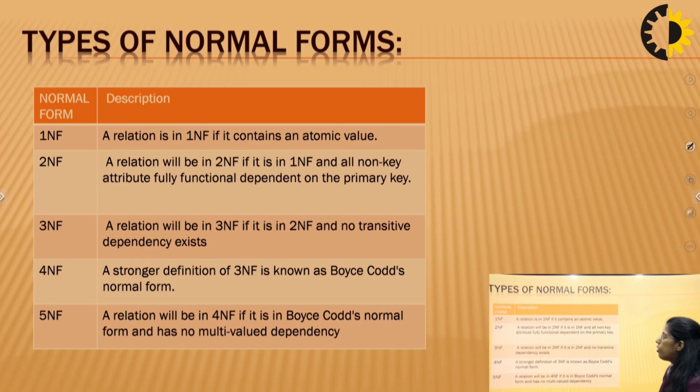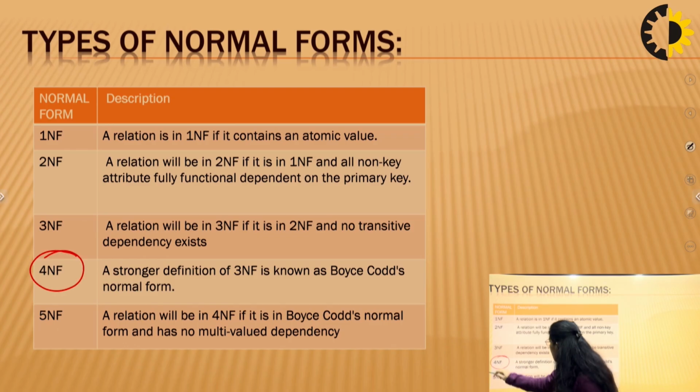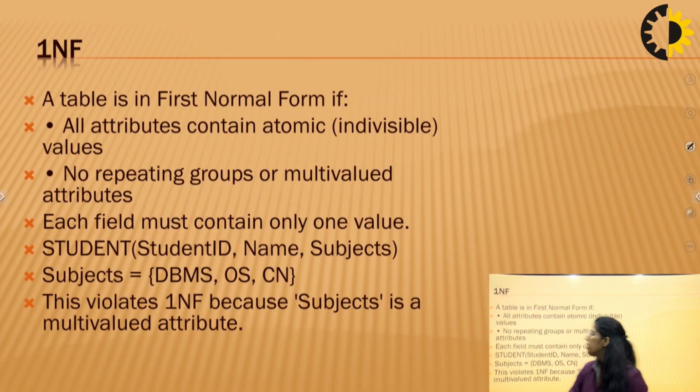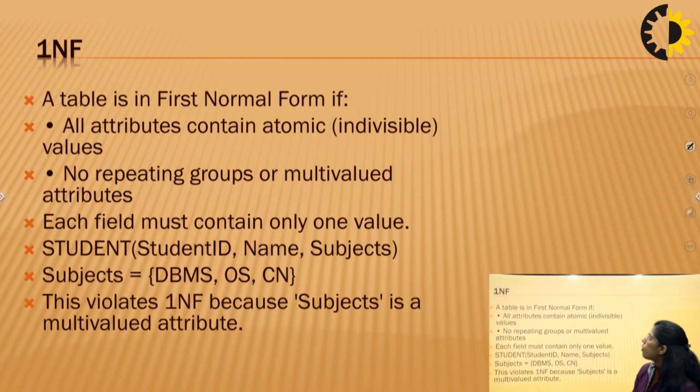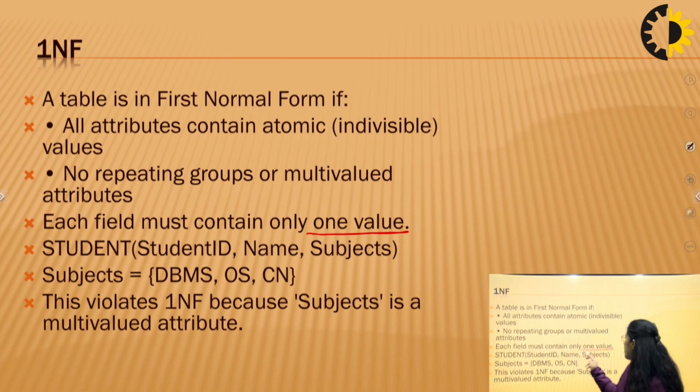Moving on to the normal forms. First of all, we have 1NF, 2NF, 3NF, 4NF and 5NF. 4NF is nothing but BCNF. First of all, 1NF: a table is in 1NF if all attributes contain atomic or individual values. No repeating groups or multi-valued attributes must be there. Each field must contain only one value.